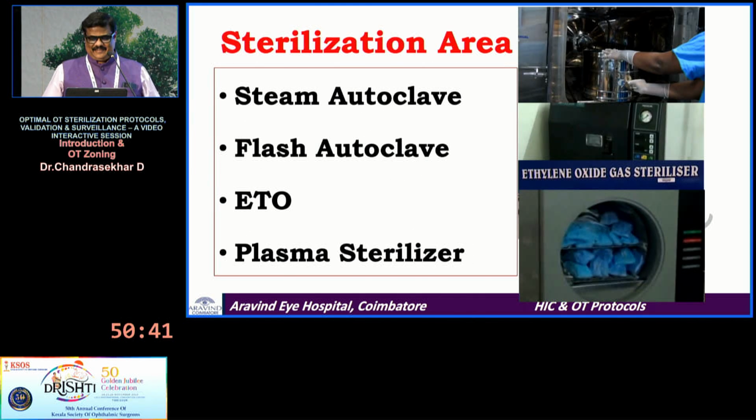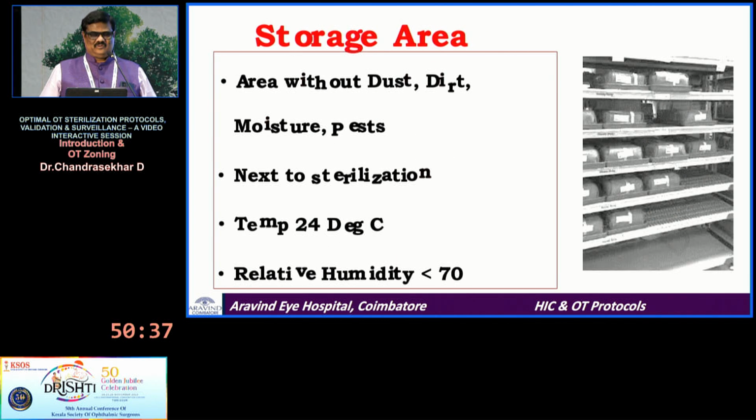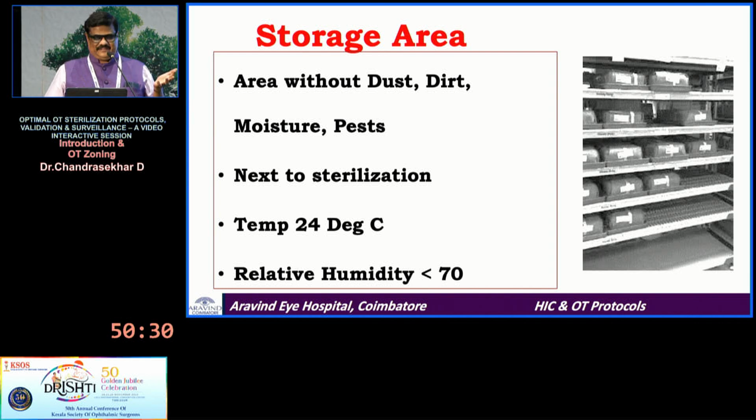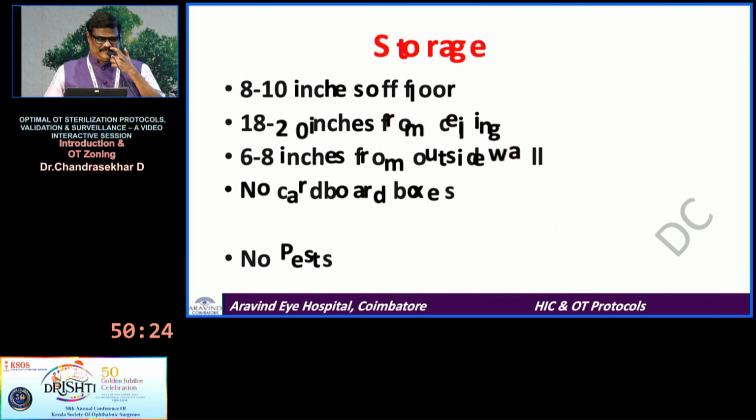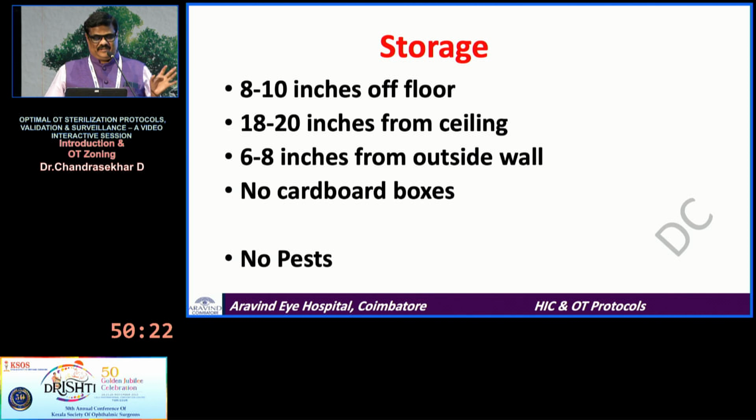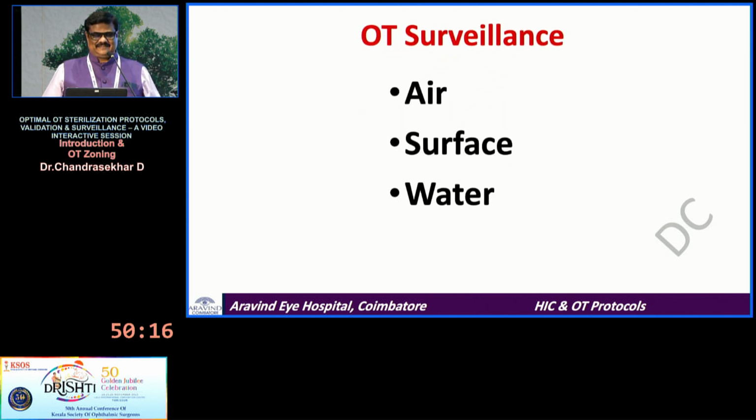The sterilization area is a CSSD. We can have a double door autoclave, ethylene oxide (ETO) and plasma sterilizer. Then again, the storage area should not be close to the wall, should not be close to the floor or the roof. The temperature should be 24 and all the needs are there. Your validity will depend on the type of sterilization. So from the floor it should not be touching, near the ceiling it should not be there, no cardboard boxes, make sure there are no insects anywhere.